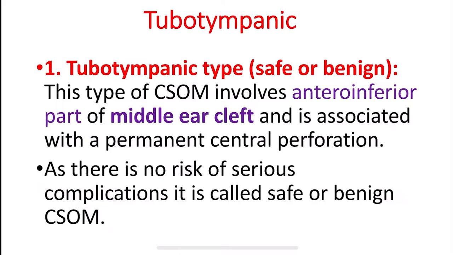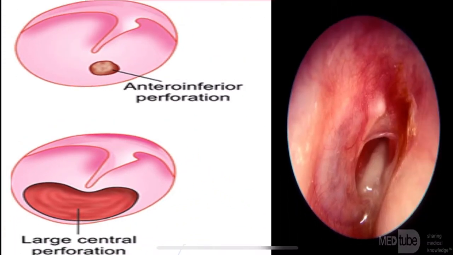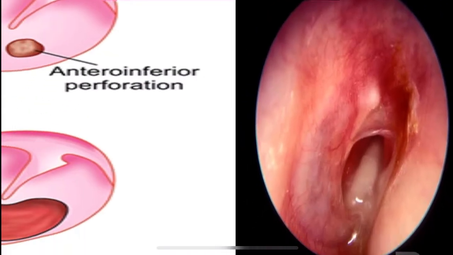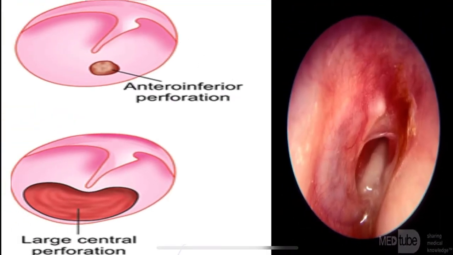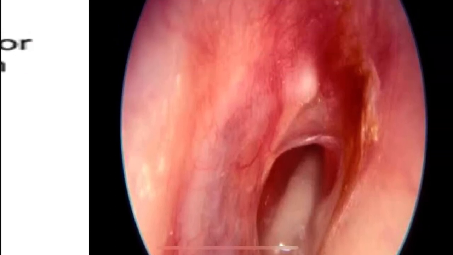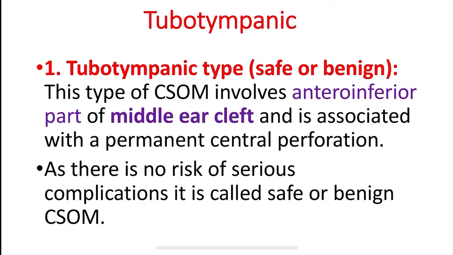In the tubo-tympanic type, what's happening? Anterior-inferior perforation and large central perforation. You can see in the picture, large central perforation. Okay, this is the anterior-inferior perforation. Okay, this picture, you can relate the same picture with this handle of malleus and the anterior-inferior perforation.